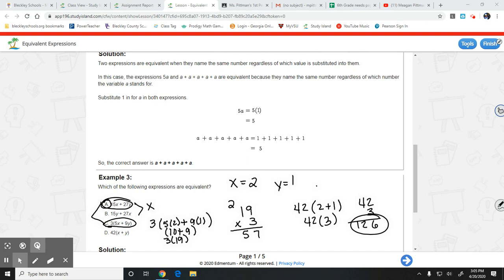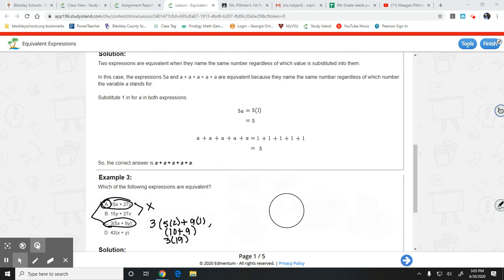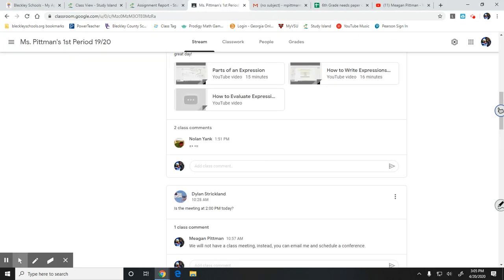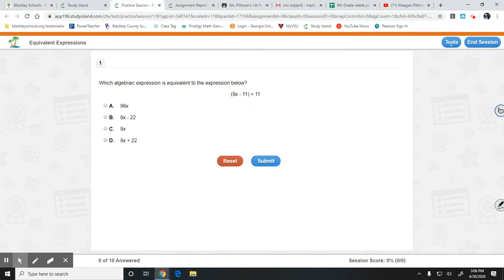All right, let's jump over real quick to some practice questions. Let's see if I can find it for us. So we're going to hit finish. All right, so let's look at these examples right here.